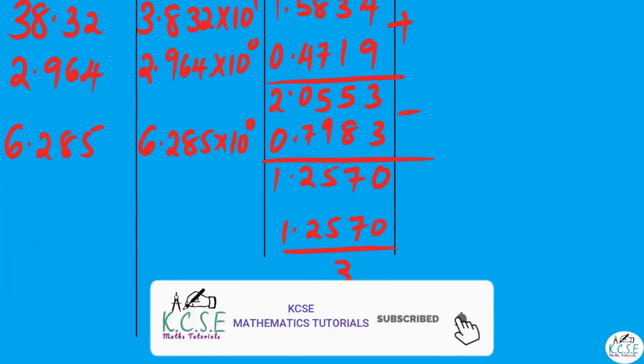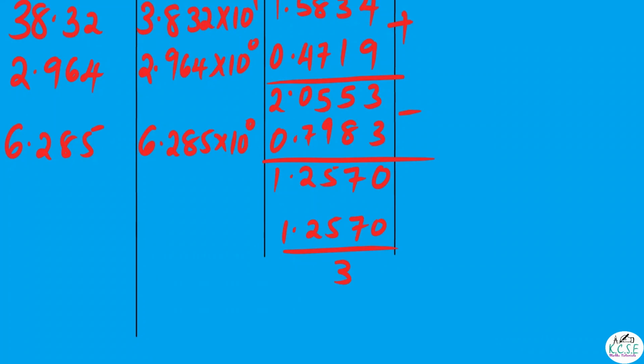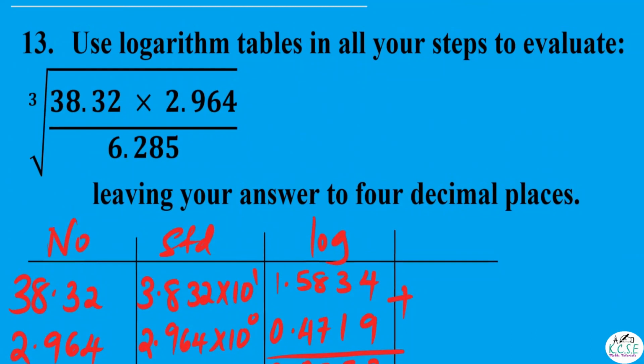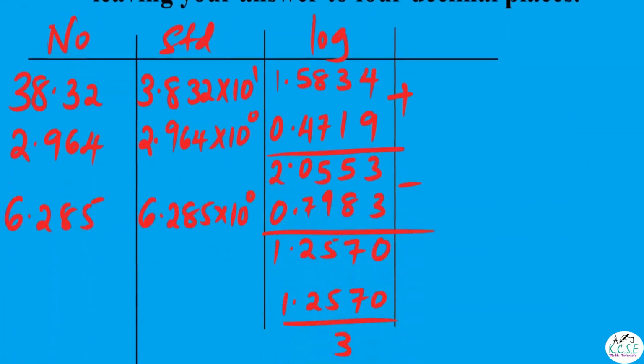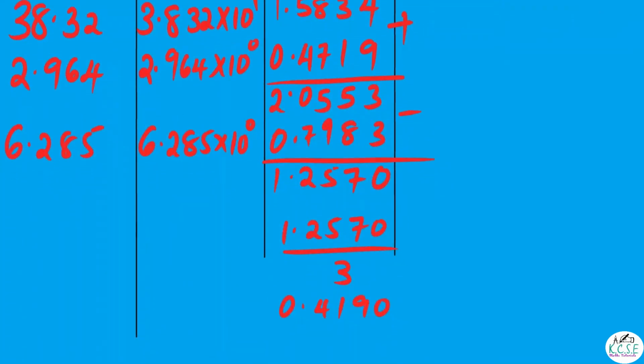That is how we obtain the cube root. So dividing the logarithm by 3 means getting the cube root of that number, and this gives 0.4190. Now we are done with multiplying, dividing and obtaining the cube root. So the final thing is obtaining the antilog of this 0.4190. That will give the final solution.